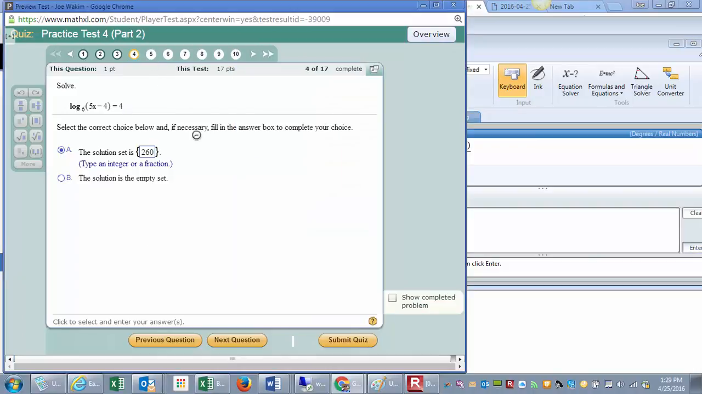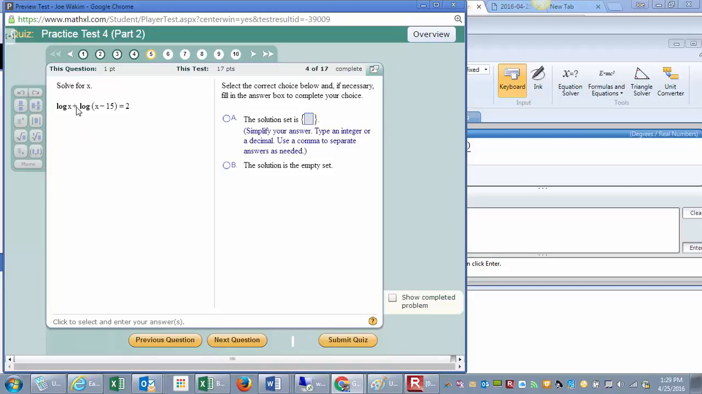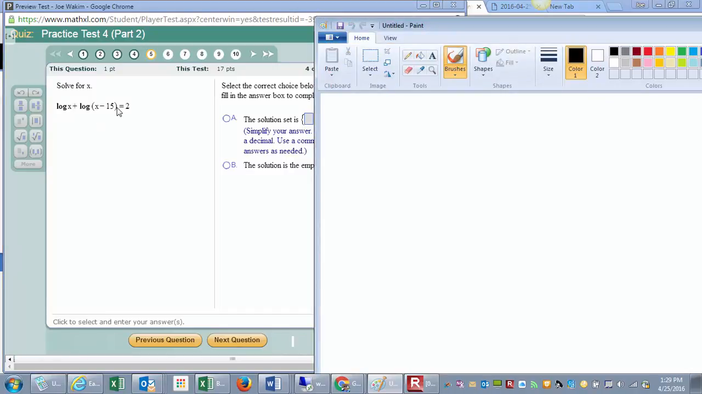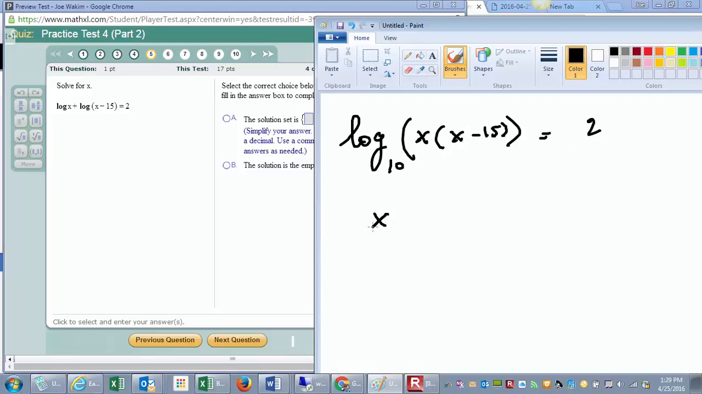All right, let's try number 5. Let's solve. So addition is multiplication, so let's do the multiplication here, and that would be log of x times x minus 15 equals 2, and this is base 10, so 10 to the power 2 equals all this. So x squared minus 15x equals 10 to the power 2, which is 100. So now we have x squared minus 15x minus 100 equals 0. Then we need to factor and solve.